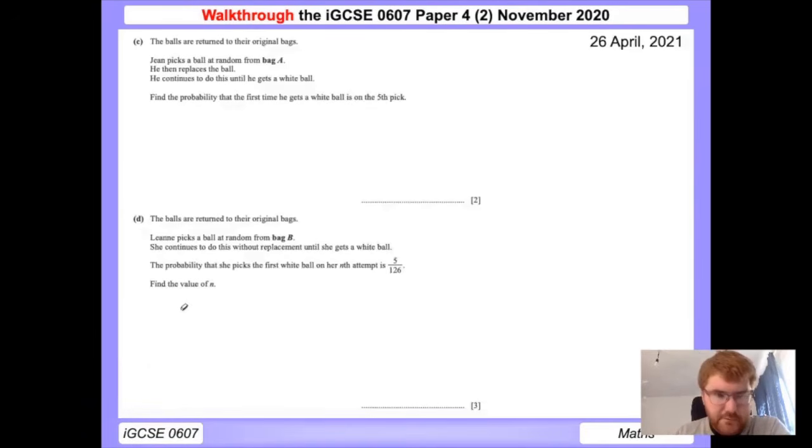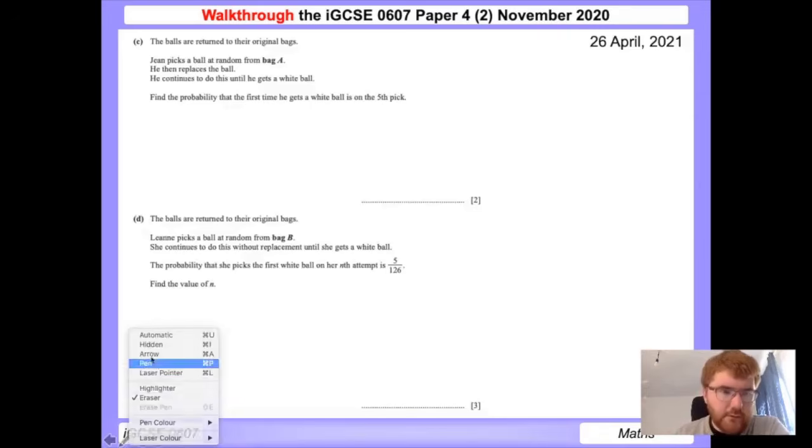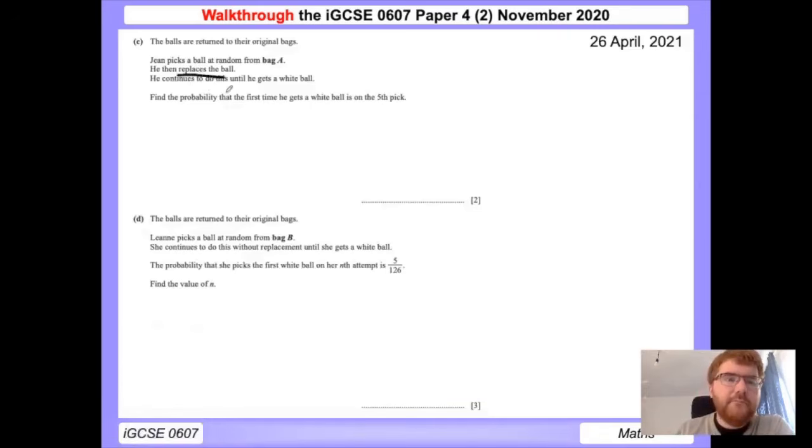He then replaces the ball. Let's underline that. He continues to do so until he gets a white ball. Find the probability that the first time he gets a white ball is on the 5th pick. So basically what's going to happen here is you're going to pick 4 black in a row, yeah? Before then you get to pick the white ball on the 5th pick.